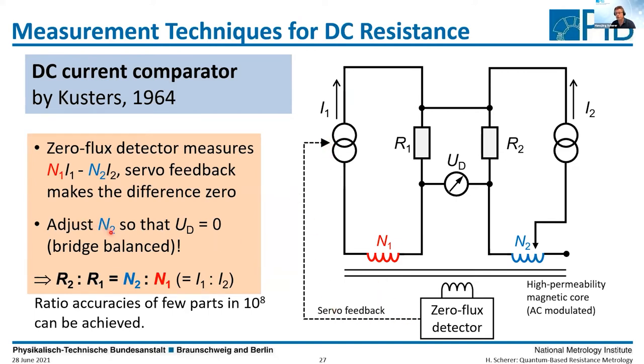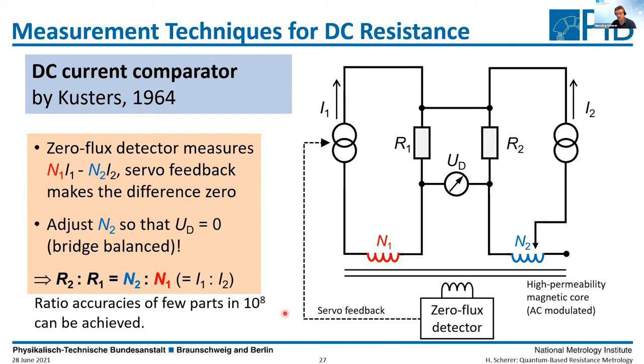And if you then adjust N2, so the number of windings, with the slider so that you get a zero reading here on your null detector, then you have achieved that the resistance ratios are inverse to the number of turns in your two coils here. And of course, also inverse to the currents. And by this, you can achieve ratio accuracies within, let's say, 15 minutes or half an hour of measurement time of a few parts in ten to the eight.